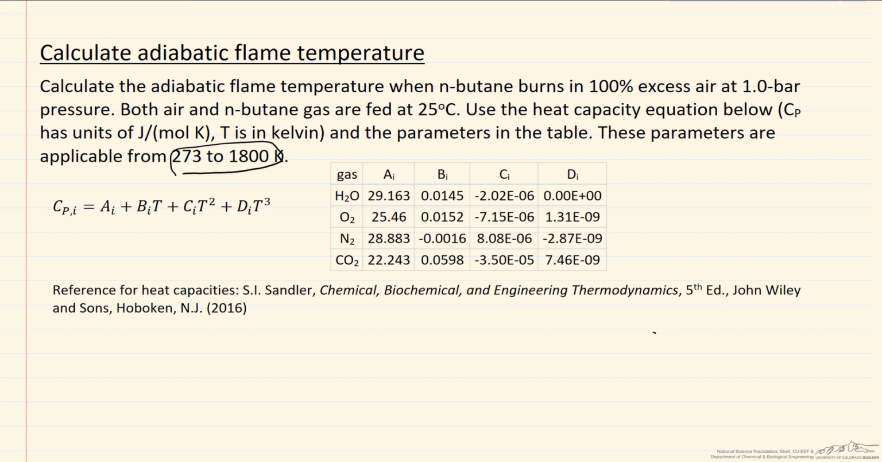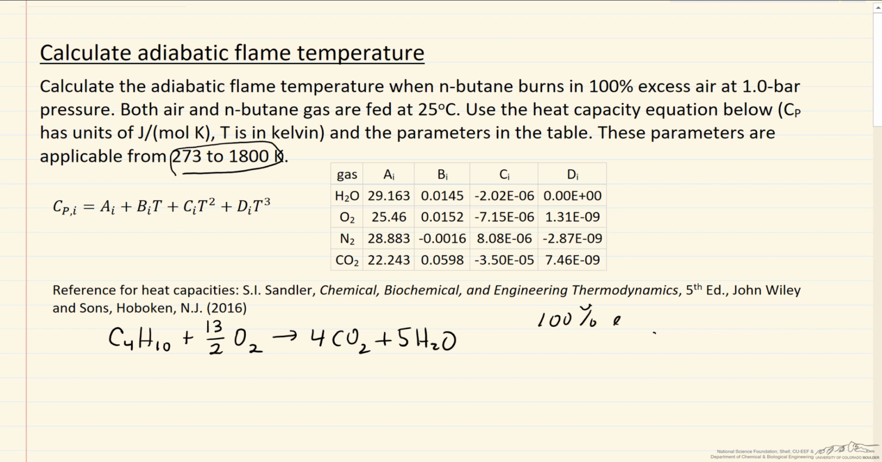So the reaction that we're interested in: normal butane, C4H10, and 13/2 oxygen gives us 4 CO2 and 5 water. Now, because we're going to use 100% excess air, that means if we have 1 mole of butane, we're going to have 13 over 2 times 2, 13 moles of O2 fed to the system. And then 13 times 79 over 21, which is 48.9 moles of nitrogen, where we're assuming air is 21% oxygen, 79% nitrogen.